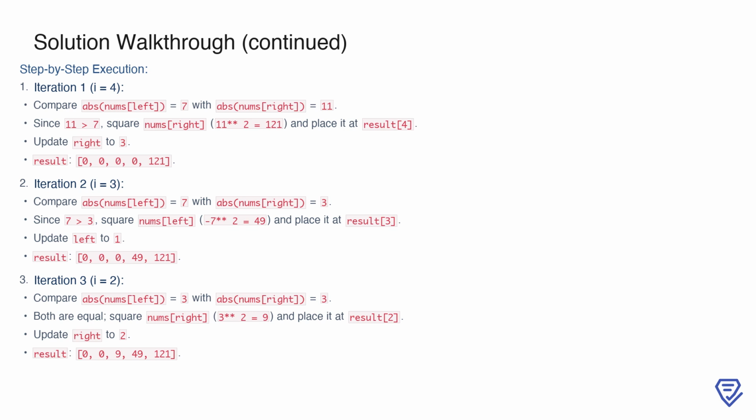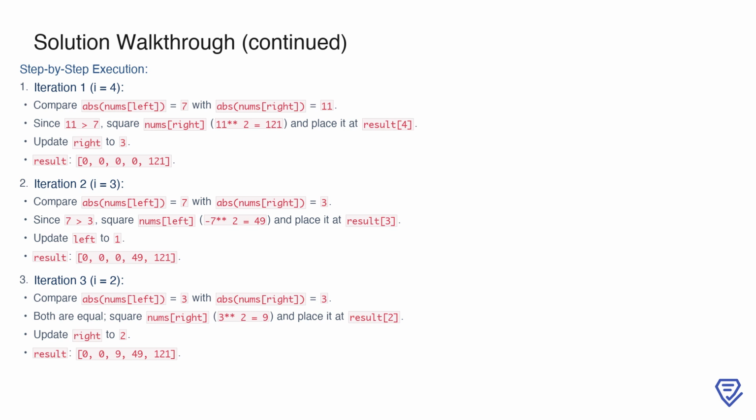In the second iteration, we compare the absolute values abs(-7) and abs(3). This time, abs(-7) is greater, so we square -7 to get 49 and place it in the next available position in the result array. The left pointer moves inward. Now, the result array becomes 0, 0, 0, 49, 121.